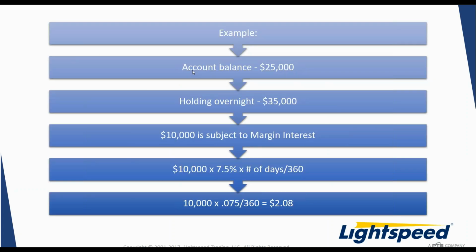So here's that example I was speaking of. The account balance, 25,000, holding overnight 35,000. The $10,000 that you are borrowing is subject to margin interest. The formula is based on the amount that you're borrowing times the margin rate, divided by 360, then times the number of days you're holding it. So let's just say it's 1 day. It's 10,000 times 0.075 divided by 360. So essentially, you're paying about $2 per night to hold that $10,000. Margin interest is only applied if you're holding overnight. If you are day trading on margin, in and out, closing that position, there is no interest applied. So that's only an overnight calculation.